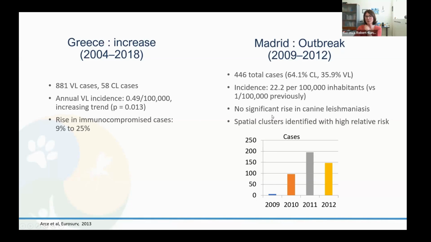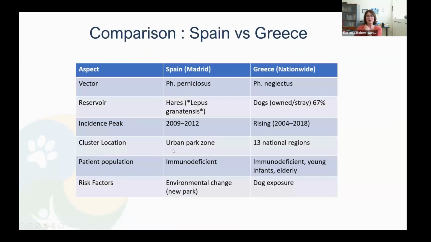Interestingly, there is no significant rise in canine leishmaniasis during this period. And these cases were due to an outbreak due to the environmental change in a park in the heart of the city of Madrid, a new urban park where hares proliferated and were the main reservoir of the parasites.